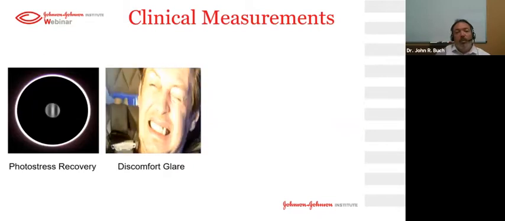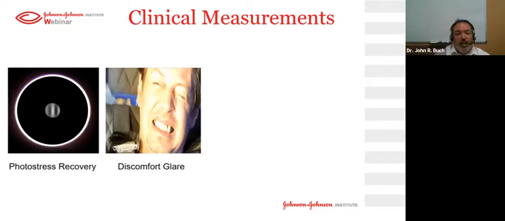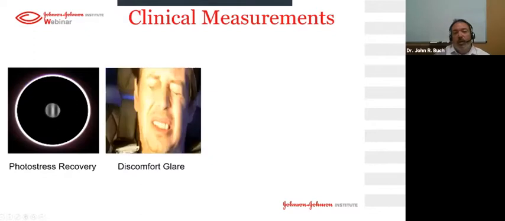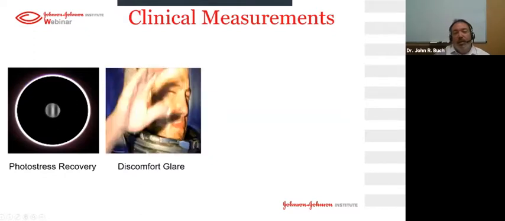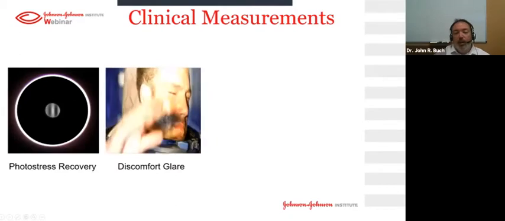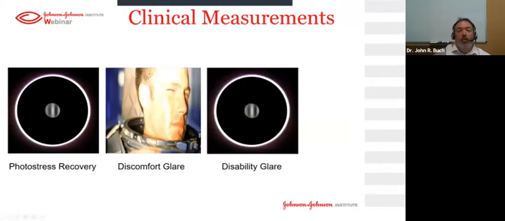So during the photostress recovery test, during that 5 seconds of flash, remember there's a video camera that's recording what the eye is doing. So 1 second into the 5-second flash, they stop the video and they record the vertical distance between the upper eyelid and the lower eyelid. And that is, they measure the degree of squinting. Okay.